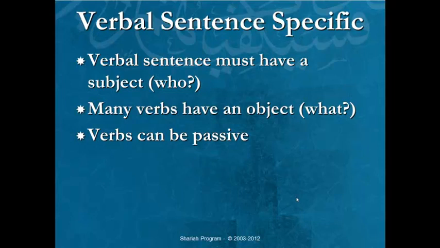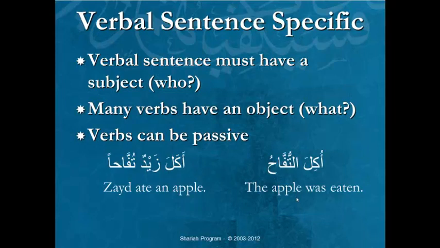It's what's being talked about. The example is Zayd ate an apple. That's a normal sentence where apple is object, but if you take away Zayd, then it becomes the apple was eaten. Notice the ending. The ending on the word apple on the left side is fatha. So if they ask you what state is the word apple in, the answer is nasab.